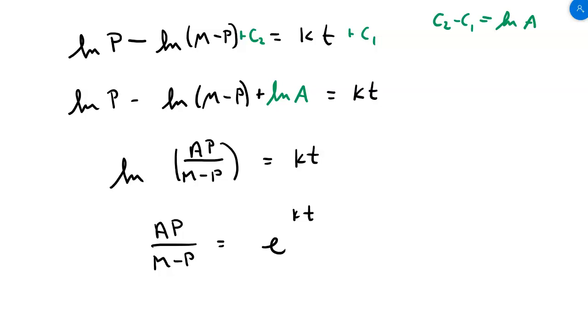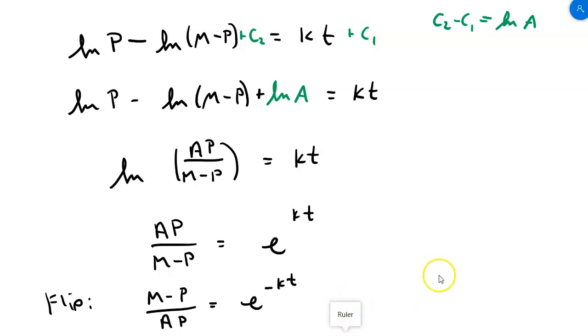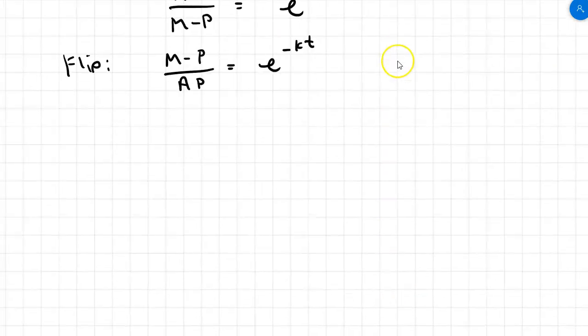So the first thing I'm going to do is I'm going to flip this thing. So when I flip, the left-hand side becomes m minus p over ap. The right side, instead of writing a 1 over, I'm just going to do an e to the negative kt. Okay, push this up. Multiply both sides by a. So I multiply this side by a, and I multiply that side by a, and I end up with m minus p over p equals a e to the negative kt.